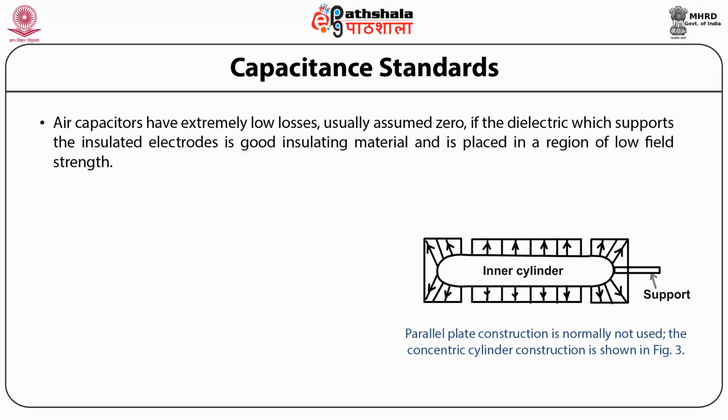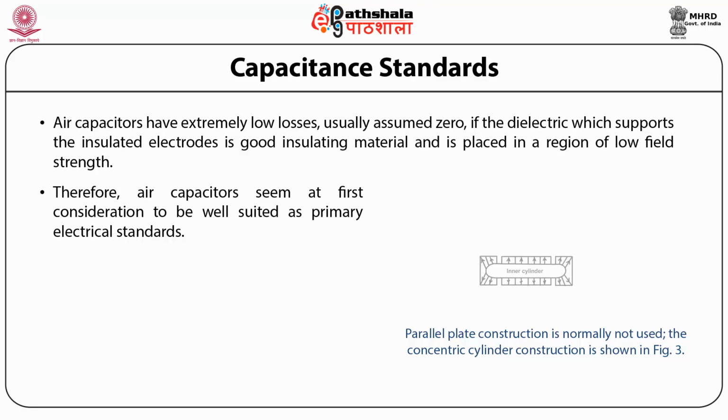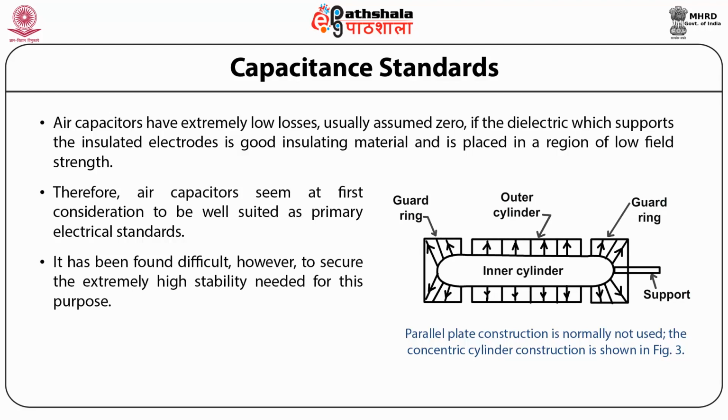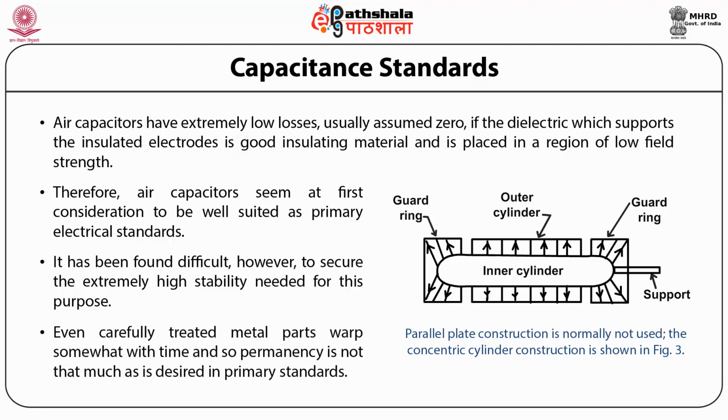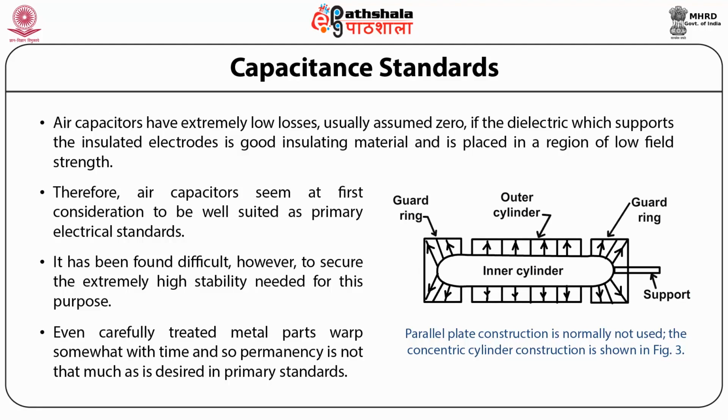This is if the dielectric which supports the insulated electrodes is good insulating material and is placed in a region of low field strength. Therefore, air capacitors seem at first consideration to be well suited as primary electrical standards. It has been found difficult, however, to secure the extremely high stability needed for this purpose. Even carefully treated metal parts warp somewhat with time, and so permanency is not as much as is desired in primary standards.